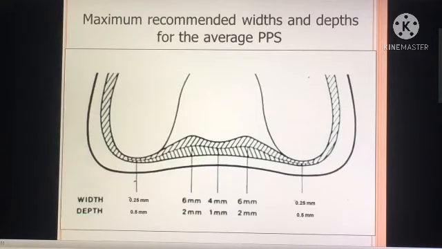Now coming to the maximum recommended width and depth for the average PPS. There is least width and depth in the hamular notch area. This is because the tissue is thin, and so we cannot give more compressive forces in this region. So 0.25 mm of width and 0.5 mm of depth in the hamular notch area, whereas lateral to the mid palatine, where there is maximum width of the posterior palatal seal, you can give a width of 6 mm and a depth of 2 mm. In the mid palatine region, 4 mm of width and 1 mm of depth is accepted.